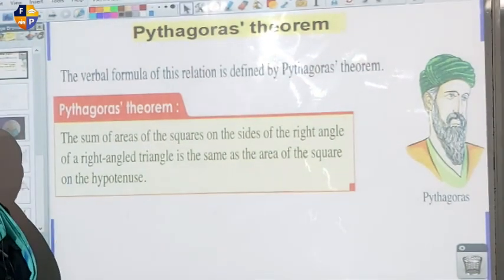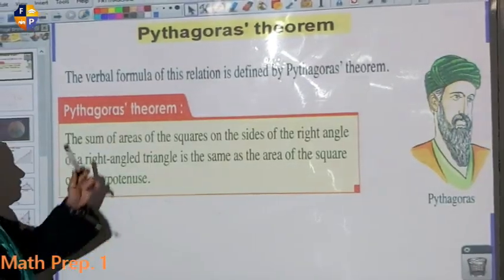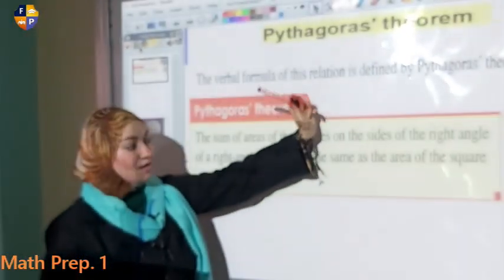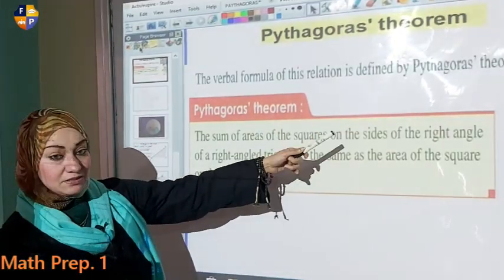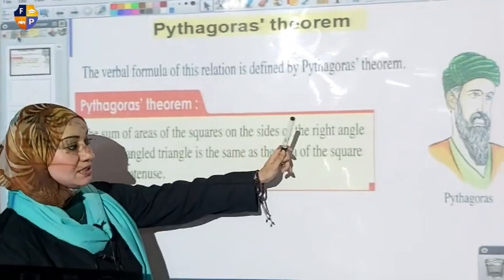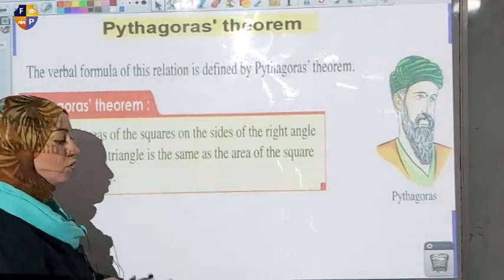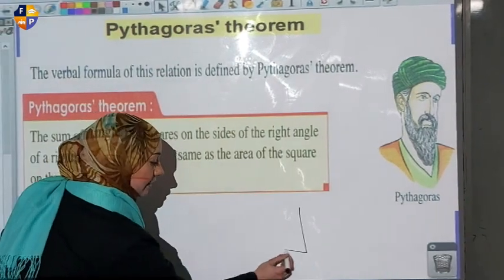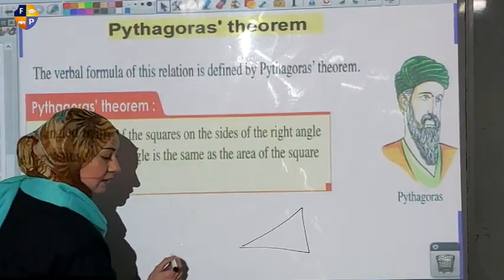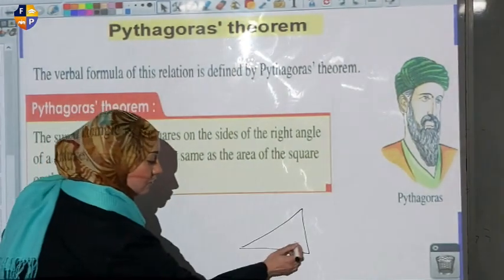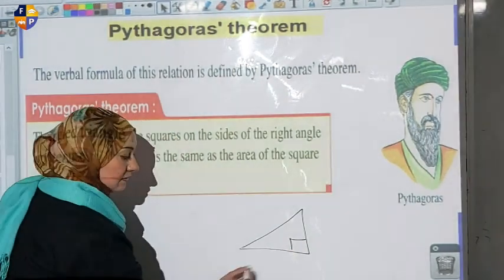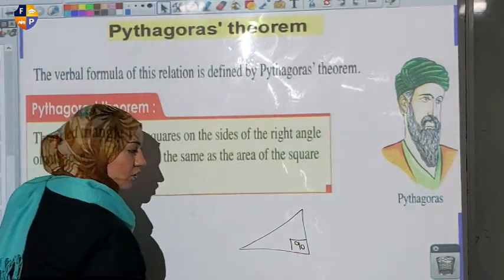Hello Prep 1. Now we will explain a new lesson of geometry, the Pythagoras theorem. Who is Pythagoras? Pythagoras is a scientist of mathematics, and his theorem was on the right angle triangle. As we know, the right angle triangle is a triangle that has a right angle.